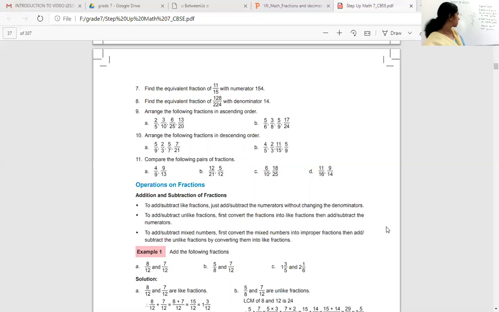So this is how we can do it. 15 into 14: 15 fours are 60, 15 ones are 15, 60 plus 150 is 210. So the equivalent fraction is 154 by 210. This is how you do it. Same thing, one more question. Find the equivalent fraction.